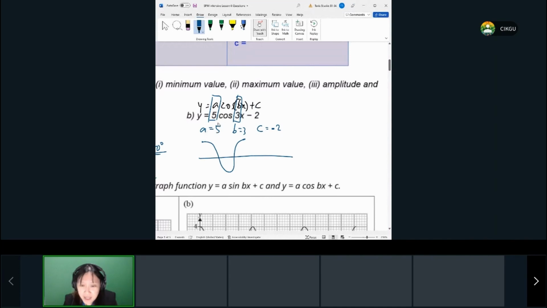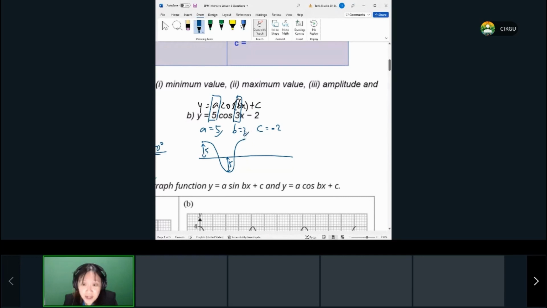What else? My A value. I hope you can tell me, what does the value of A mean? Your amplitude, 5. A, remember, is the amplitude, 5. That means the gap between the max to the middle and the middle to the minimum is 5. Done.